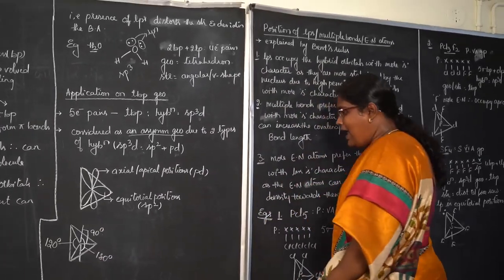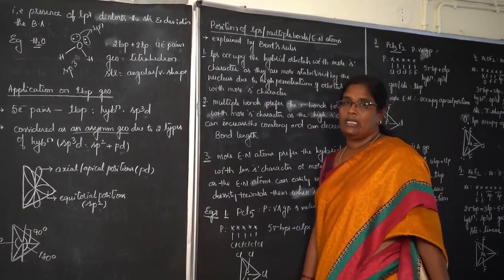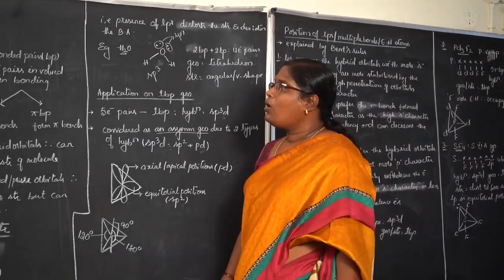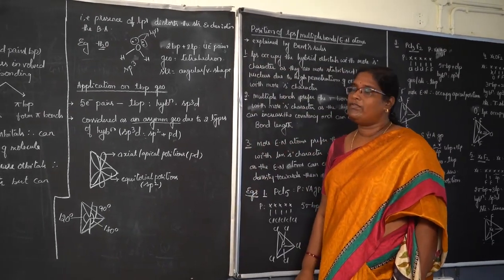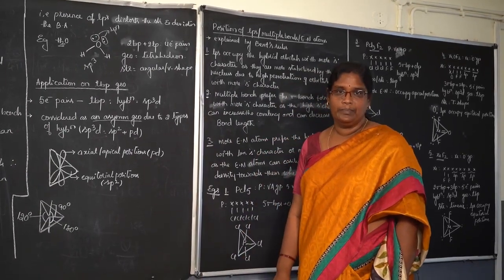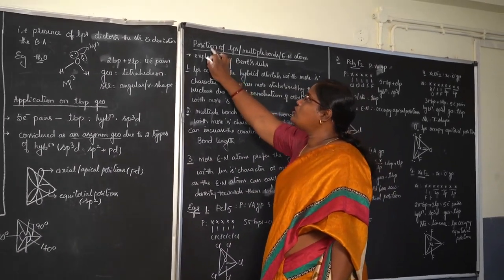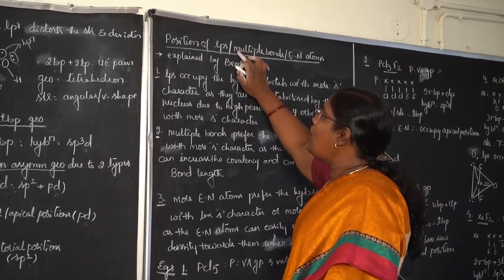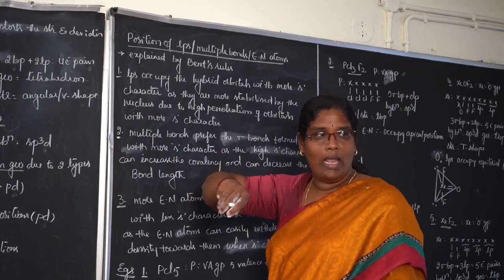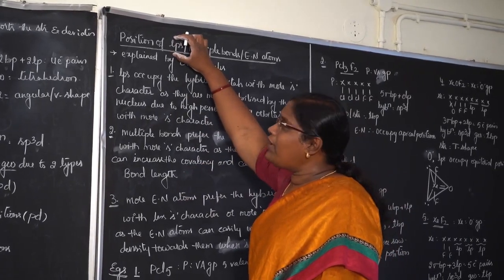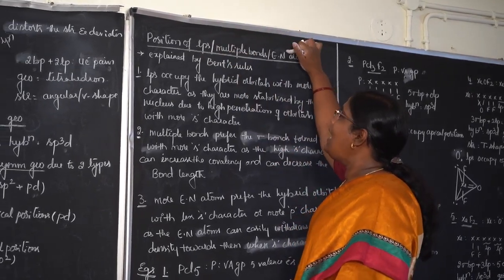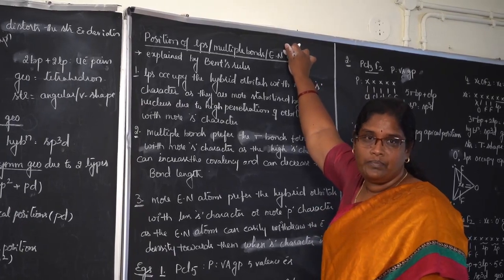Now, whenever we have lone pairs in the molecule, as we have already discussed, lone pairs will cause distortion. Lone pairs will change the geometry of the molecule. Multiple bonds cannot change the structure, but they can change the bond angle. That's why we have specific positions for lone pairs, multiple bonds and electronegative atoms.